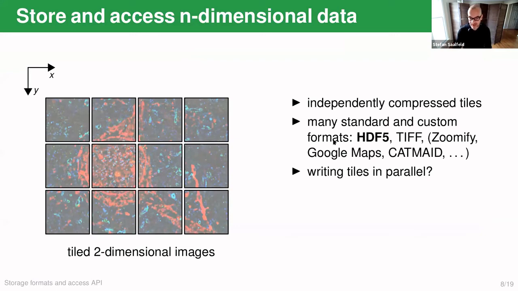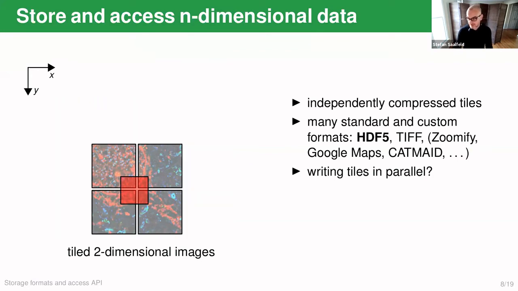Some established solutions implement this. For example, again, HDF5, and TIFF has a tiled representation of images. And then there are these web-based standards that are well-known. Google Maps, for example, is a pretty well-known standard that stores 256 by 256 tiles, and you load only the tiles that you need, and they're independently compressed, so you never have to access the entire data set. CATMAID is using a similar structure, or Lumify as well. That's fine, because with small accesses like this, we only have to load these tiles, and then we can focus on the pixels that we want to process.